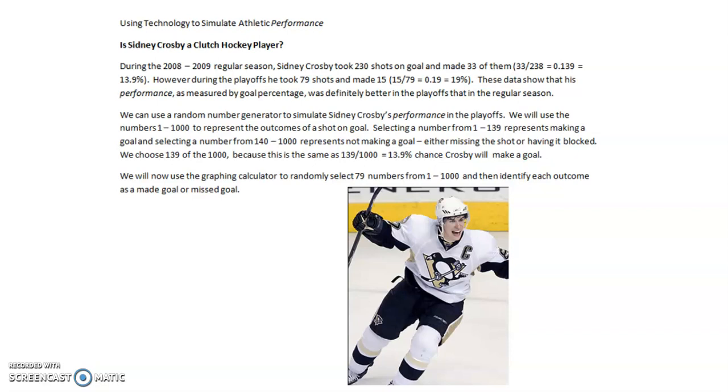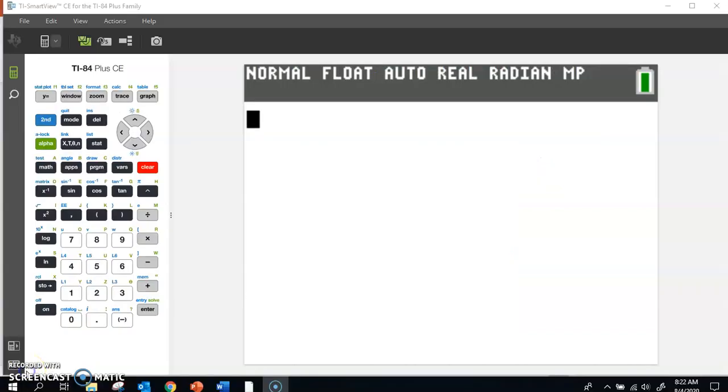If, for instance, you had 14%, you would only use 1 to 100 because you have 2 digits. If you had 15.65%, you would use 1 to 10,000 because you have 4 digits. We will now use the graphing calculator to randomly select 79 numbers from 1 to 1,000 and then identify each outcome as a made or missed goal.